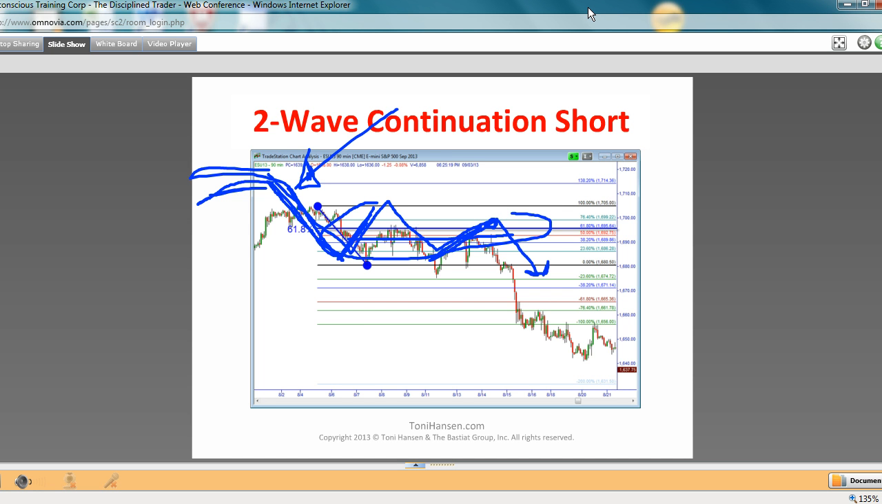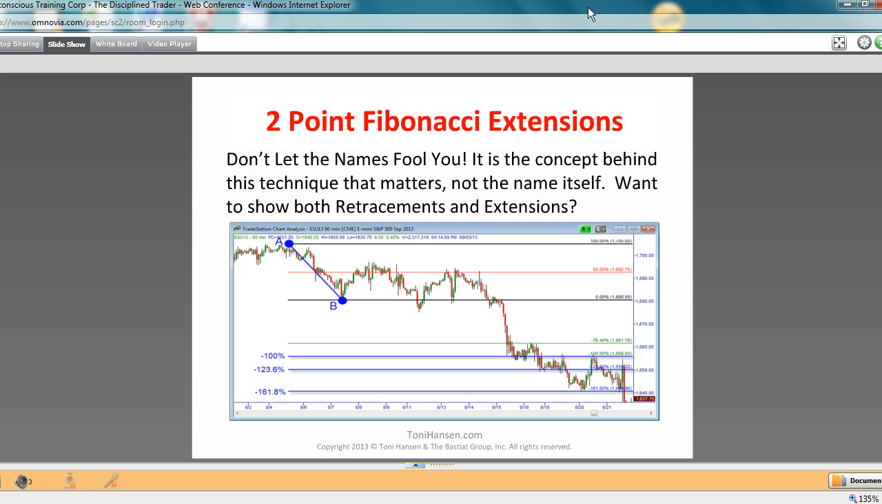And I'm going to show you another exception here in a little bit where you actually cannot look for that 100% expansion. But let's look at the techniques that we can use for identifying target levels. The two that you can rely on to start with are Fibonacci retracements used as extensions or pure Fibonacci extensions. And these are basically two of the same thing.